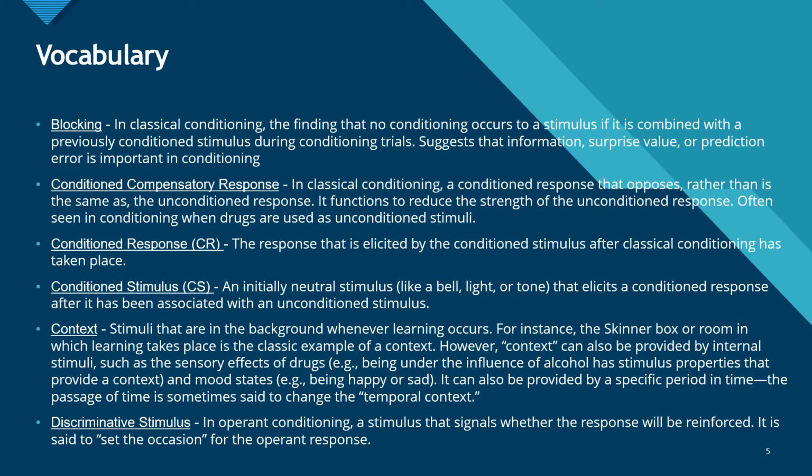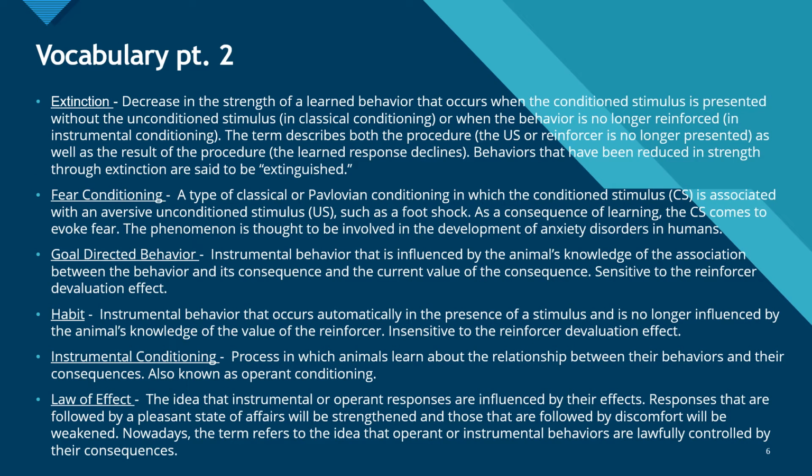So when you think of a trigger or something that happens partially because of context, there's discriminative stimulus. In operant conditioning, a stimulus that signals whether the response will be reinforced, it sets the occasion for the operant response. Extinction is the decrease in the strength and value of learned behavior that occurs when the conditioned stimulus is presented without the unconditioned stimulus. So the behavior is no longer reinforced.